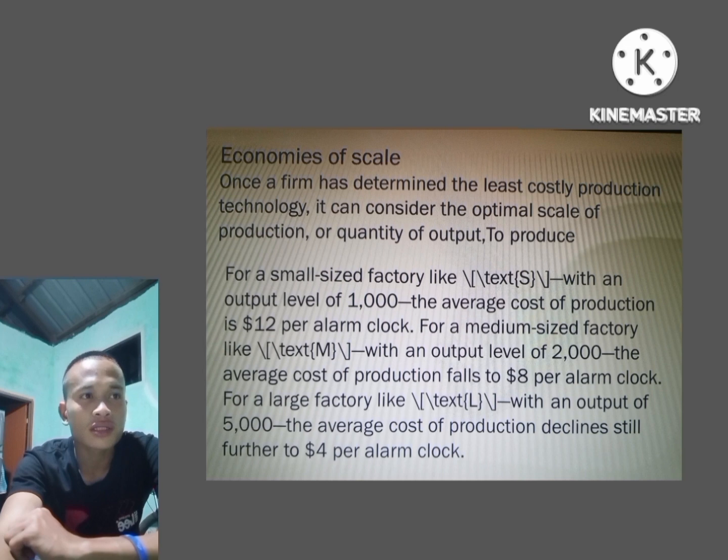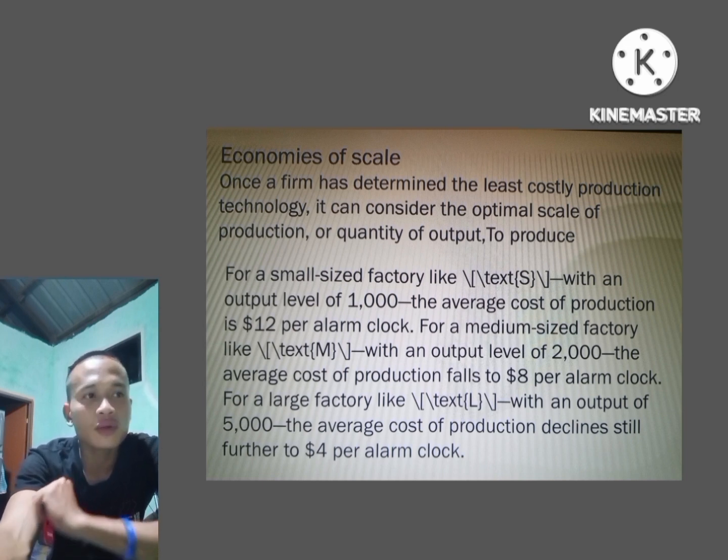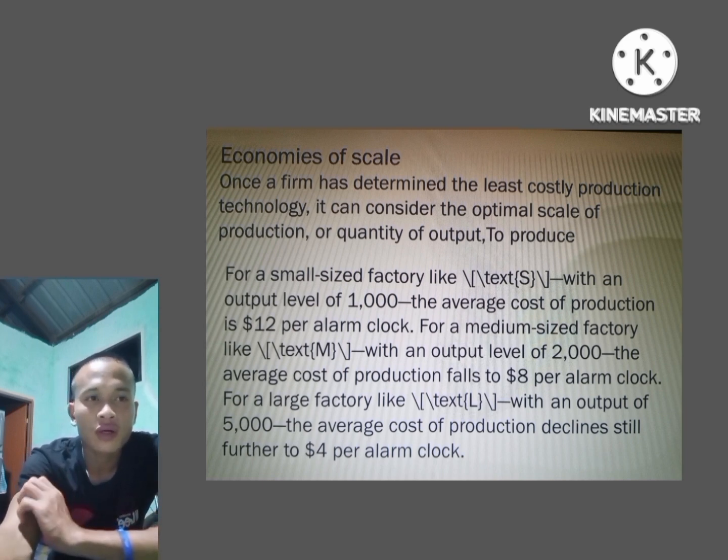So, economies of scale. Once a firm has determined the least costly production technology, it can consider the optimal scale of production, or quantity of output to produce. For a small-sized factory with an output level of 1,000, the average cost of production is $12 per alarm clock.